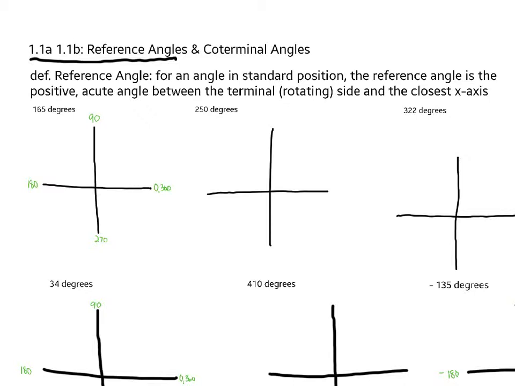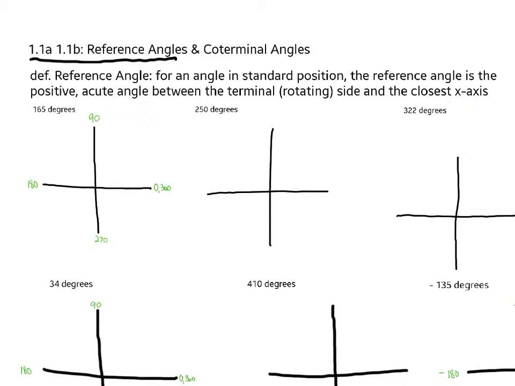Reference angles: for an angle in standard position, the reference angle is the positive acute angle between the terminal rotating side and the closest x-axis. This part is huge. It has to be the closest x-axis. It's a large point of confusion. It will continue to be as we move forward. So just remember, always to the closest x-axis, never to a y, because again, it's standardized. It always has to be the same, always to the x-axis.